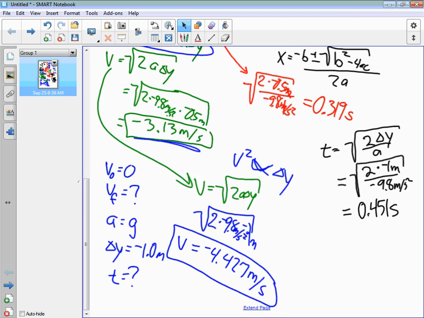So you say, if I double the distance, then the time is going to double as well, right? No. Not happening that way. I just want you to realize some of the relationships that are involved here.